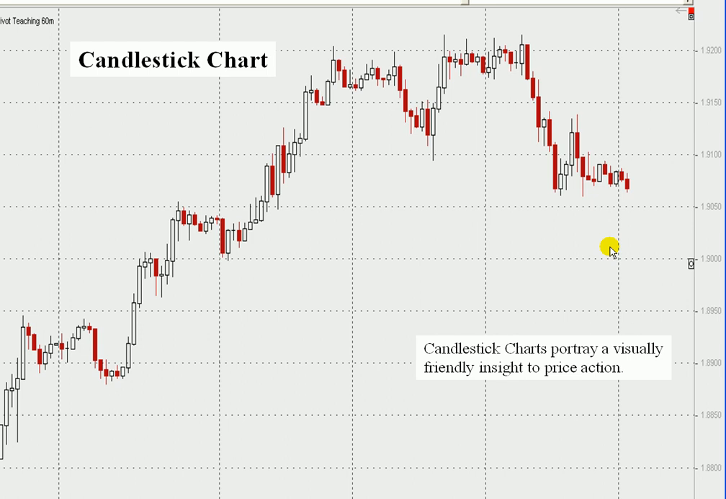The reason why we use candlesticks is because they're very visually friendly, and they're a lot easier on the eyes when staring at a computer all day, but they give us a real sense of what's happening with price action on a period-to-period basis.